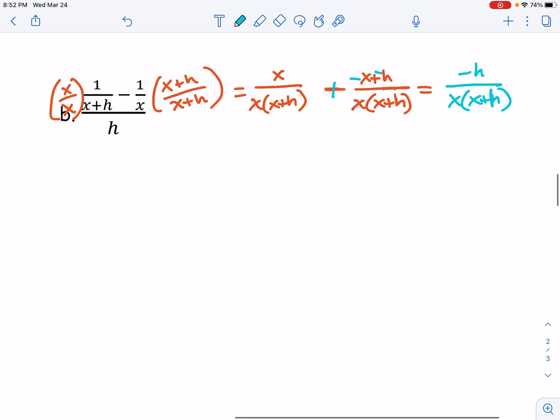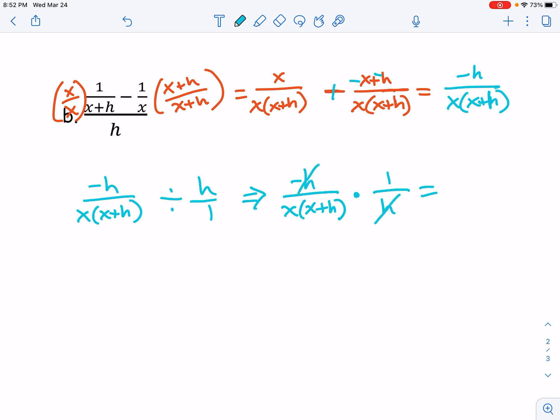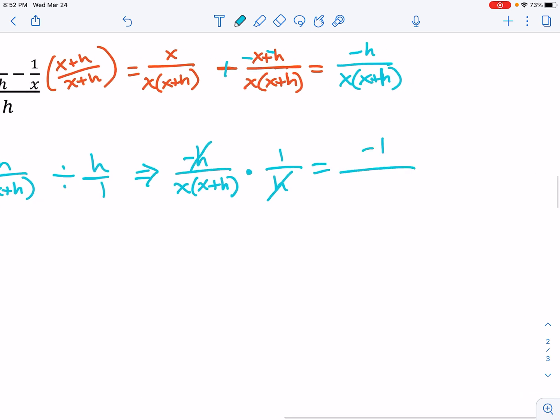So I'm going to rewrite this as negative h over x times x plus h divided by h. And you know that h is really over 1. Remember, division problems can get rewritten as multiplications. So negative h over x times x plus h multiplied by 1 over h. And so now you can see, something cancels out here. I'm left with a negative 1 over x times x plus h.